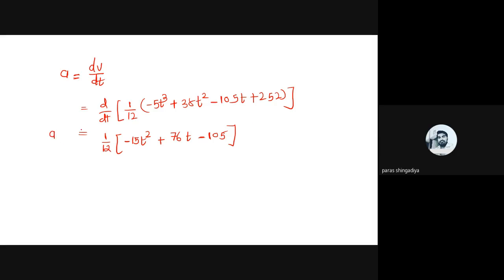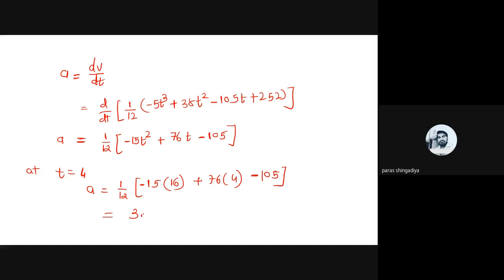And now at t is equal to 4, the acceleration is equal to 1 by 12, and now replace t is equal to 4 in this equation. So minus 15 into 4 square, that is 16, plus 76 into 4, and minus 105. Okay, so simplify this one, we'll get the answer 3.416. Okay, you can verify this answer also. Acceleration is equal to 3.14.